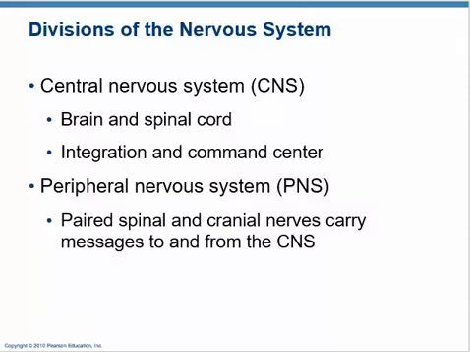So we look at it, and it's really kind of just a convenient division, but we talk about the central nervous system and the peripheral nervous system. And really the central nervous system is the brain and spinal cord. That's it. Brain and spinal cord make up the central nervous system. Everything else in the nervous system is the peripheral nervous system, the PNS. So the CNS, brain and spinal cord.